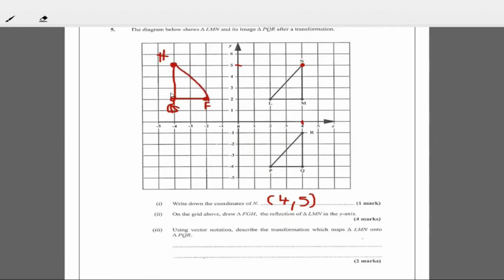Okay, that's that. Now it says, using vector notation, describe the transformation which maps LMN to triangle PQR. What maps it to PQR? This is just a translation. And what's a translation? Notice that from L to P, we go down by 1, 2, 3, 4, 5, 6 units. So all we do is translate it down 6 units.